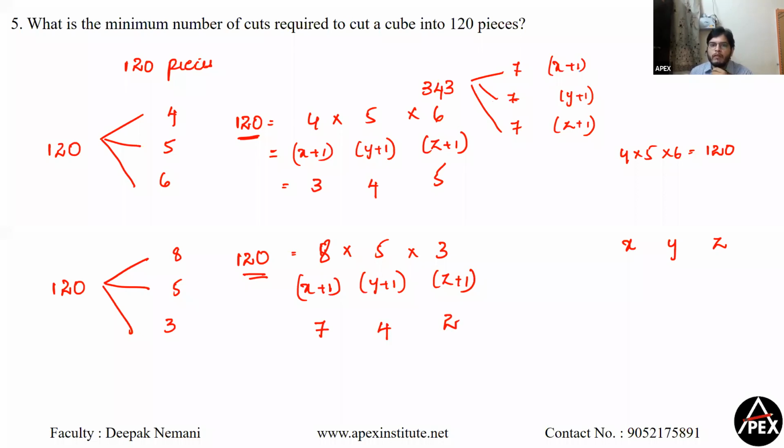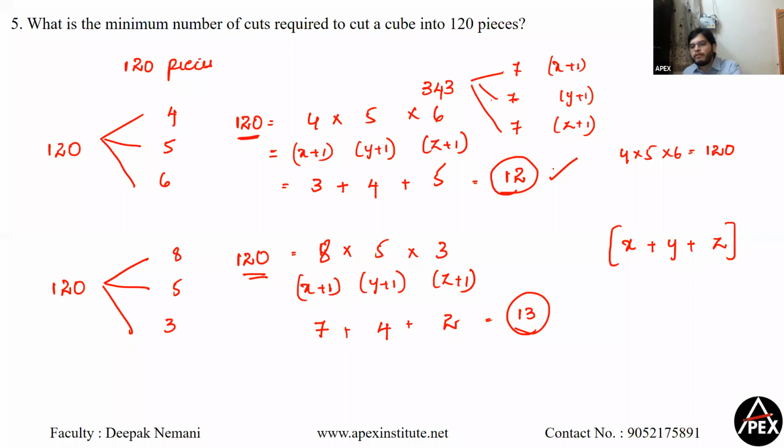Now we need the minimum value of x plus y plus z, the total cuts, isn't it? The total cuts will be x plus y plus z. So what is the value of x plus y plus z here? This is 3 plus 4 plus 5, which is 12 in this case, and 7 plus 4 is 11, 11 plus 2 is 13 in the other case. We need to find the minimum number of cuts. So the answer for this question should be 12.